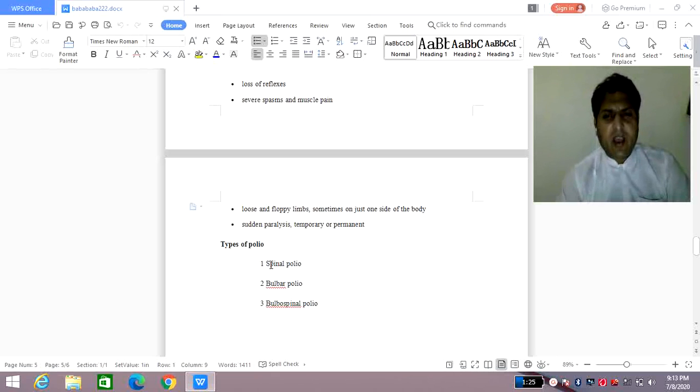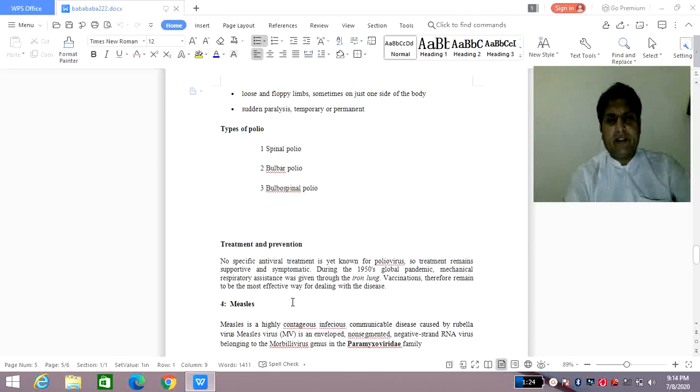The virus has a direct effect on the spinal cord region, whereas in bulbar poliomyelitis the main brain stem is basically affected, and in bulbar spinal polio, which is the combination of the two, both areas are affected.